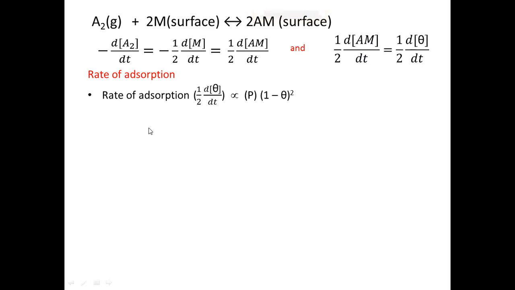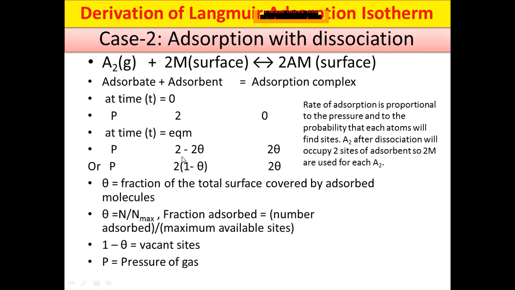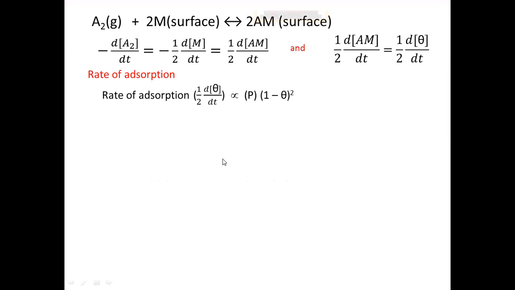So in a similar case with the adsorption without dissociation, rate of adsorption will be proportional to the pressure of the gas, and 1 minus theta, the number of sites available, and to the power 2, because as in the previous case, this was the equation. So rate of the adsorption will be proportional to this, and 1 minus theta, because the coefficient is 2, it is going to be to the power of 2, and this is all about the rate of the adsorption.